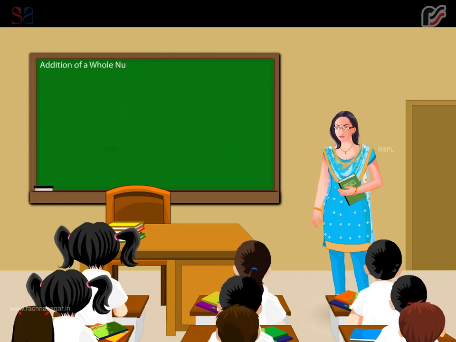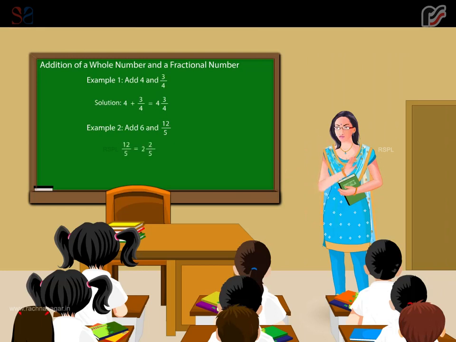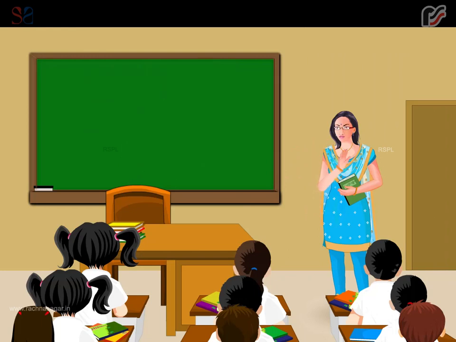Addition of a whole number and a fractional number. Example 1. Add 4 and 3 by 4. 4 plus 3 by 4 is equal to 4, 3 by 4. Example 2. Add 6 and 12 by 5. 12 by 5 is equal to 2, 2 by 5. 6 plus 12 by 5 is equal to 6 plus 2, 2 by 5, which is equal to 8, 2 by 5. Addition of mixed fractional numbers.